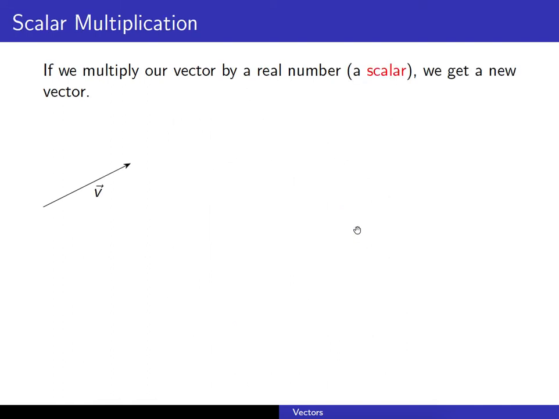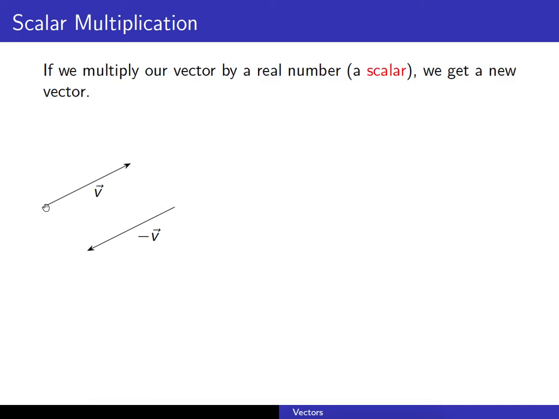So, scalar multiplication. If we multiply our vector by a real number called a scalar, we get a new vector. So here we have a generic run-of-the-mill vector v, not the same vector as the previous slide, and it's going to have a horizontal component to it and a vertical component to it. And let's start by multiplying that by negative 1, so negative vector v. Well, negative vector v is going to be the same length as the original vector, so they're going to have the same magnitude. It's just that negative vector v is going to point the opposite direction.